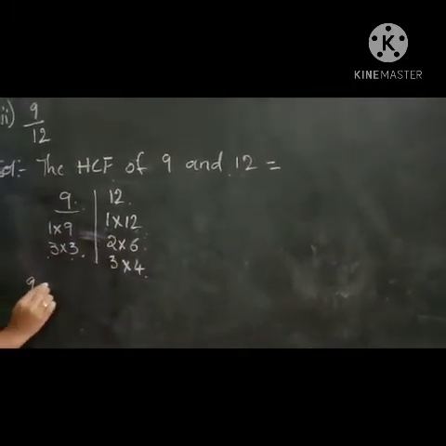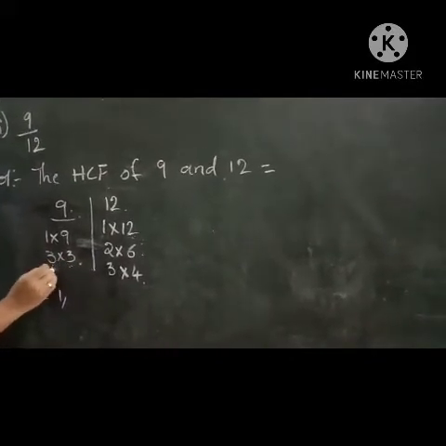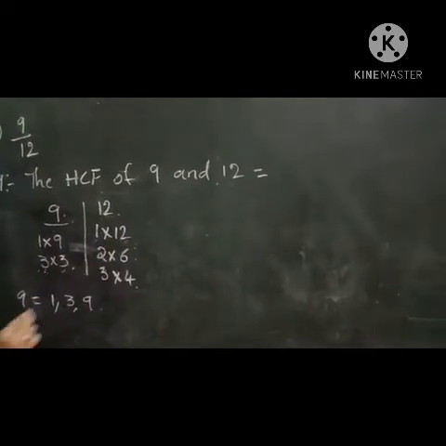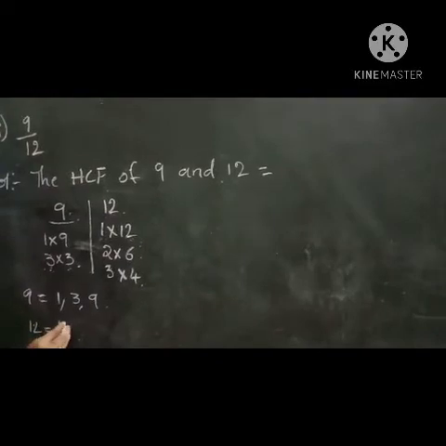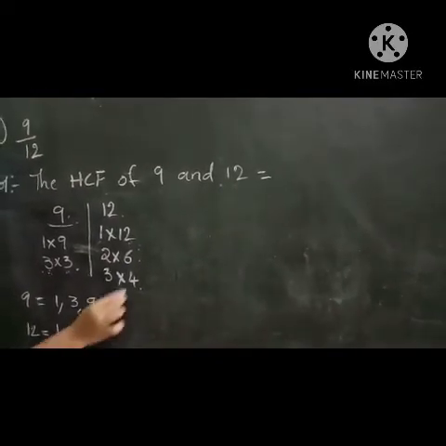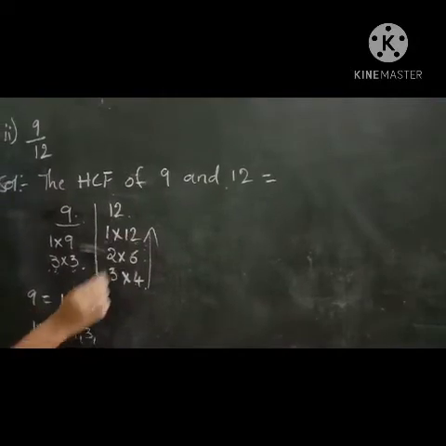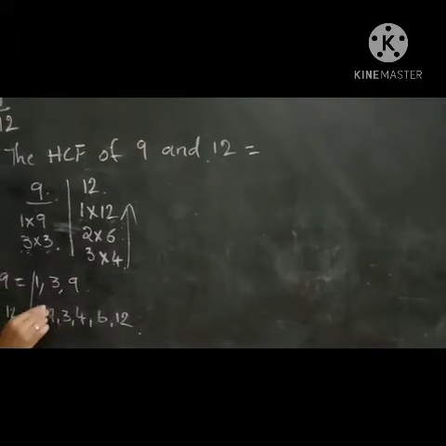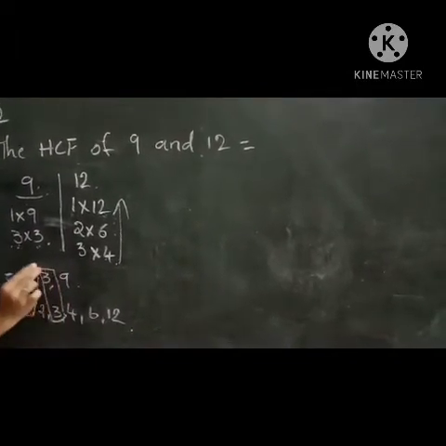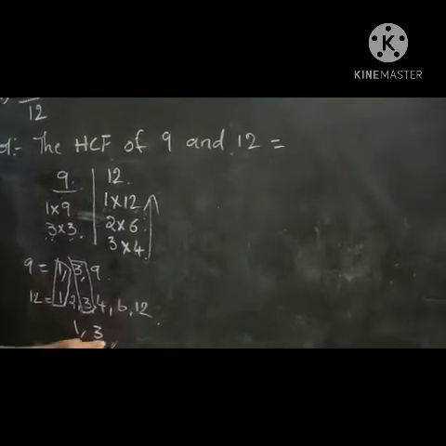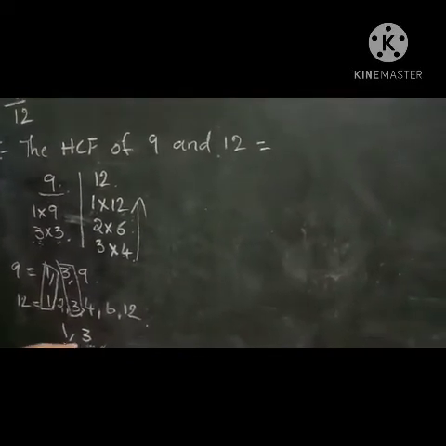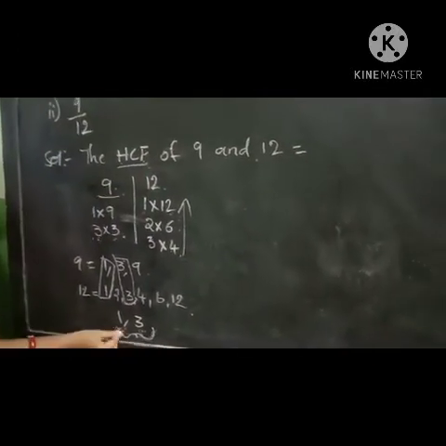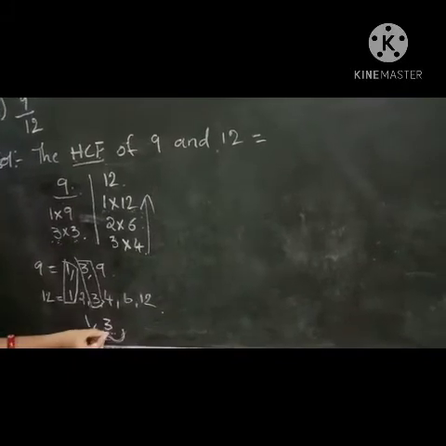See here. 9 is equal to 1, 3, 9. There are 2 3s, so no need to write 2, just write 1, 3, 9. Next, 12 is equal to 1, 2, 3, 4, 6, 12. Common factors are 1 and 3. Here, what are the common factors? 1 and 3. Among these two numbers, which number is the highest? We have to find out the HCF. HCF means highest common factor. So among these two numbers, which is the highest? 3 is the highest number.